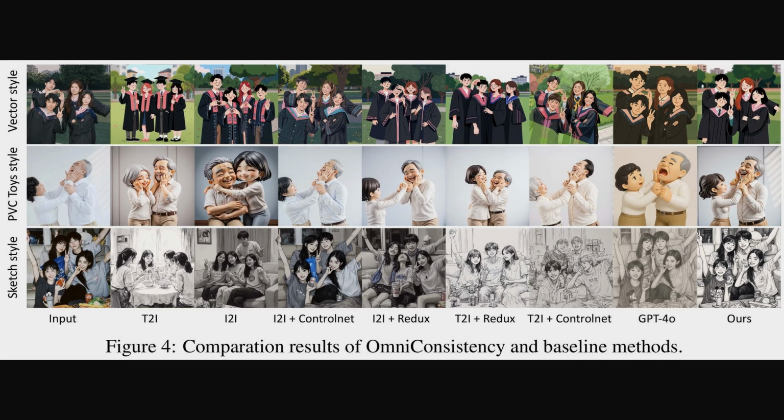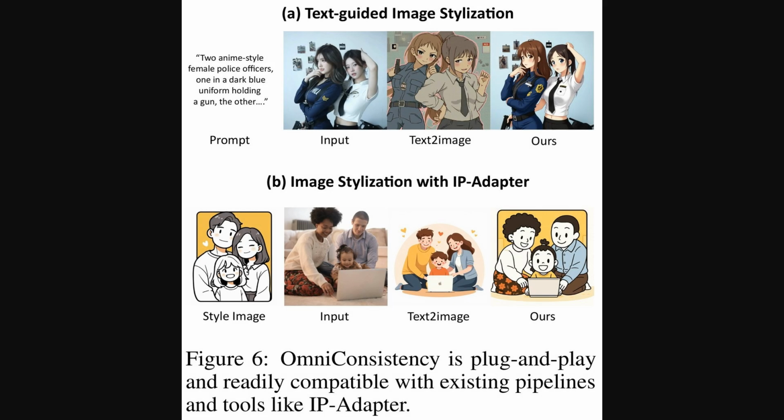So, beyond those direct comparisons, this next figure highlights the plug-and-play nature of OmniConsistency. It shows how easily it integrates with other common tools. For example, the top row demonstrates text-guided stylization, where it uses a prompt to turn a photo into an anime scene, and it preserves the subject's poses much better.